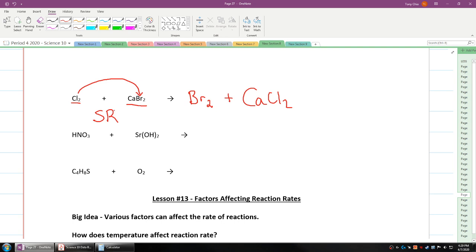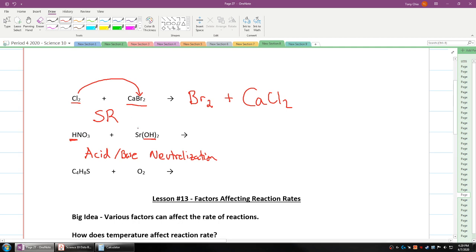So our next example is HNO3 plus Sr(OH)2. You have hydrogen acting as a metal. You have hydroxide. This is not a double replacement. It is a type of double replacement. We could call this an acid-base neutralization. Some people just call it neutralization. I'll write out the whole word. So what's going to happen is you're always going to form water and a salt.